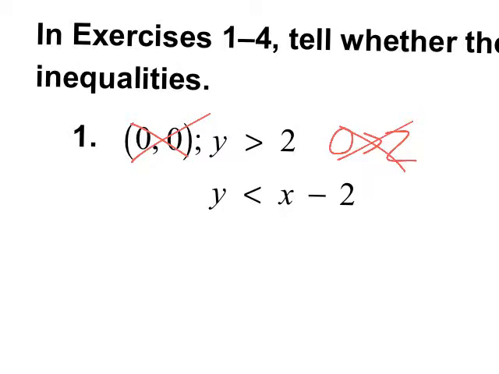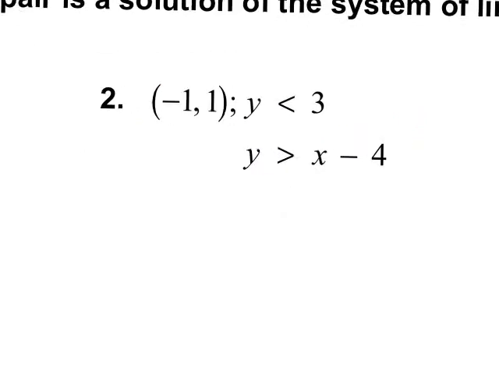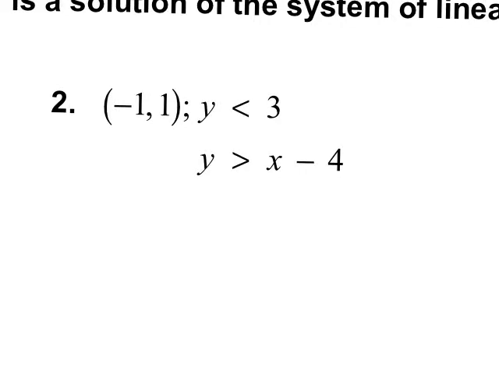So it would have to make both of those inequalities true in order to be a solution. So I'll give you guys like 30 seconds. Go ahead and do number 2 together with your groups. Okay, so if I'm testing on number 2, what is the y value from the ordered pair? 1. So 1 is less than 3. Is that true? That one's good.